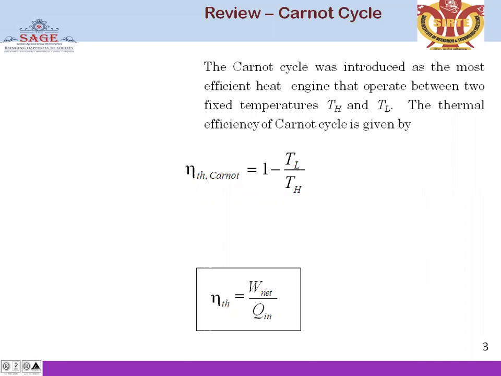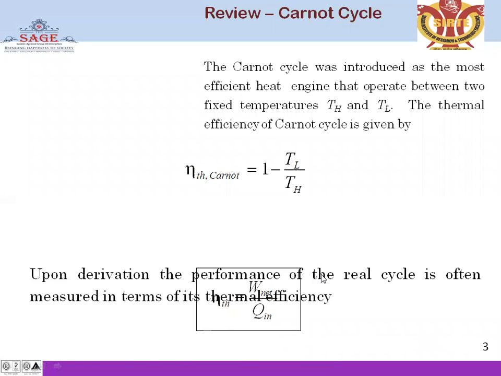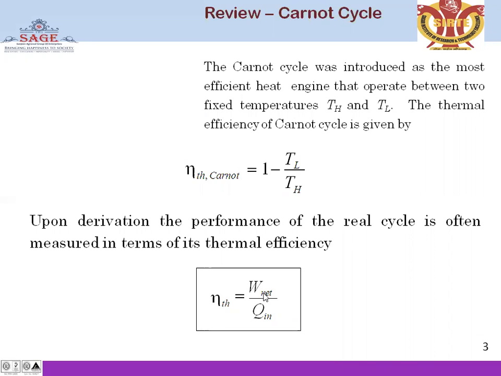The Carnot cycle, which was already discussed in unit 2, was introduced as the most efficient heat engine that operates between two fixed temperatures, TH and TL. The thermal efficiency of the Carnot cycle is given by 1 minus TL by TH, where TL is the lowest temperature and TH is the highest temperature. The thermal efficiency eta is equal to W net by the heat supplied. This formula was already derived in unit 2.